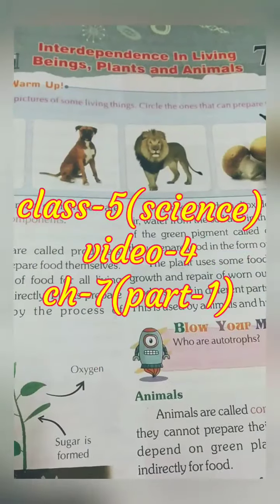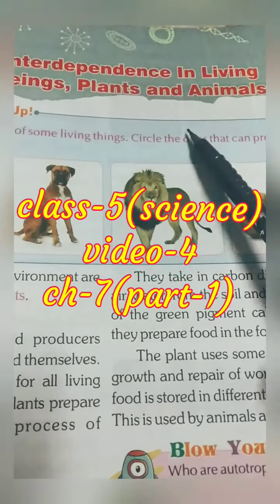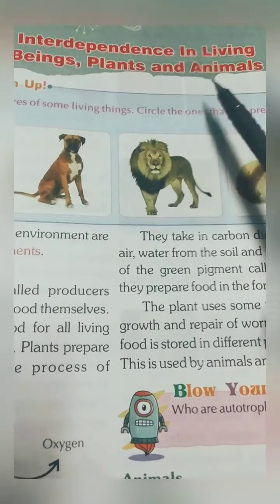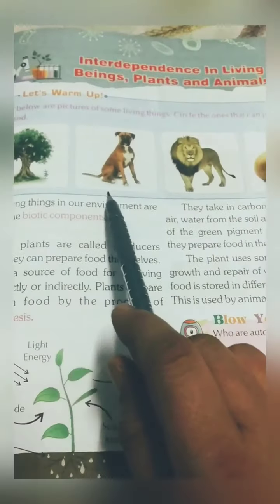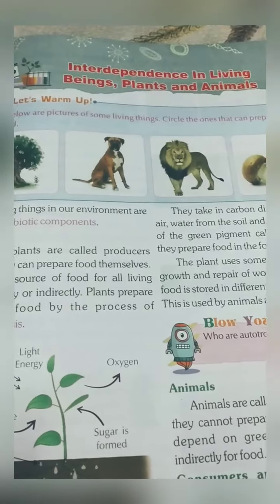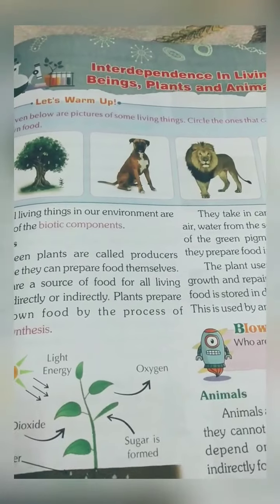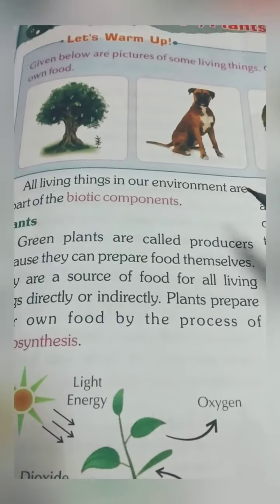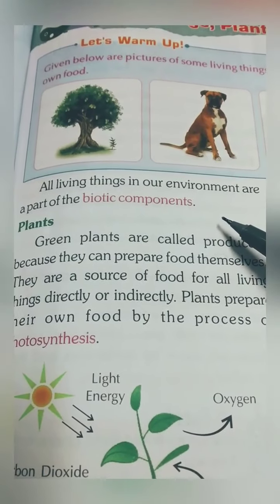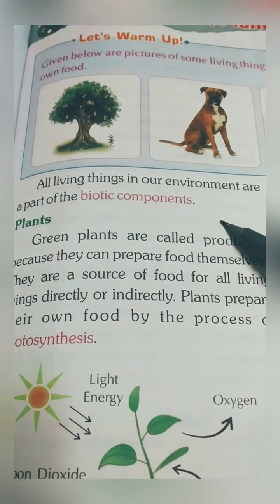Now students, we will go through chapter number 7, Interdependence in Living Beings: Plants and Animals. In this chapter, you come to know how plants are helpful for all categories of animals, how we are dependent on plants and how plants prepare their own food. All living things in our environment are a part of the biotic component.